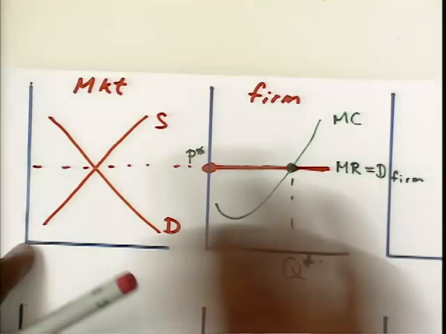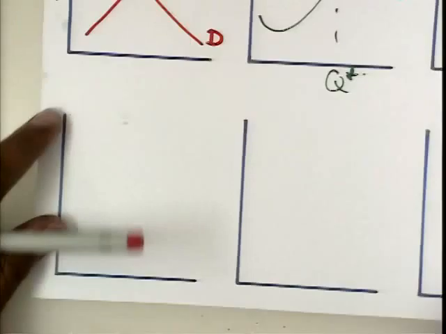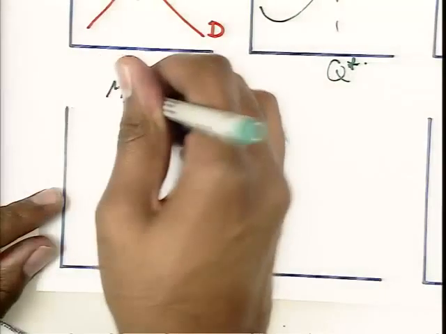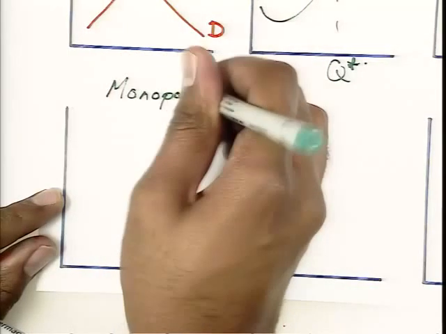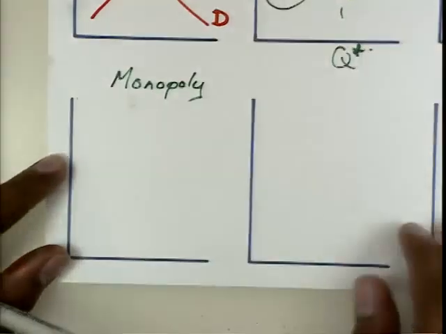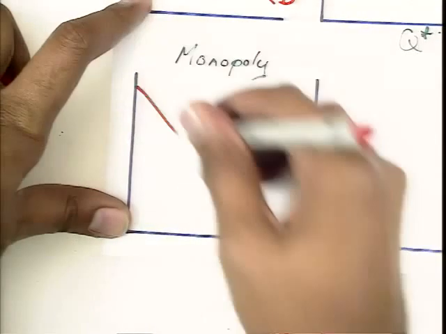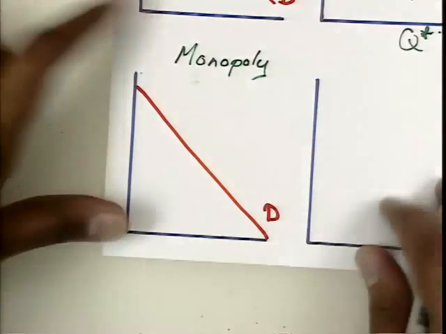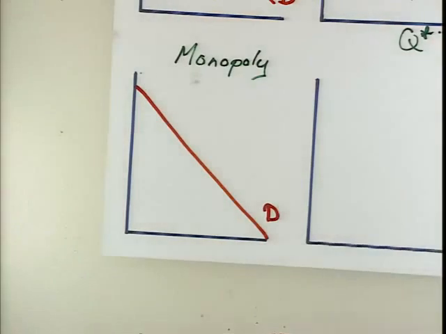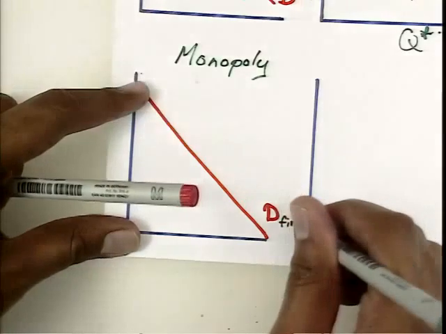Perfect competition, the firm takes the price from the market. The other extreme is a monopoly, where there is no distinction between the firm and the market. The market demand curve is the firm's demand curve. The firm faces the entire market.